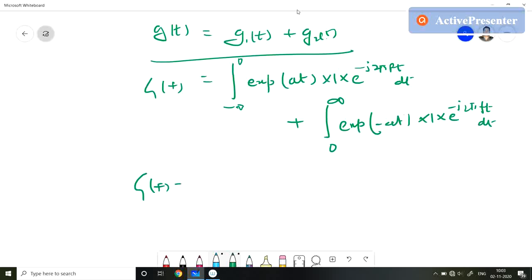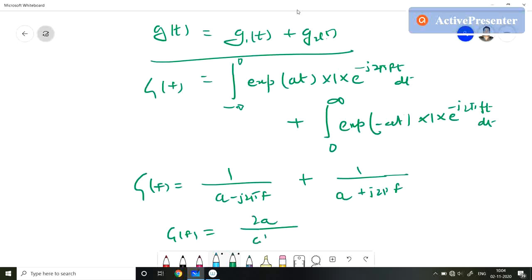So what is the value of G(f)? If we solve this expression, we will get 1 divided by a plus j 2 pi f, and for the other term, 1 divided by a minus j 2 pi f. So G(f) is equal to 2a divided by a square plus 4 pi square f square.